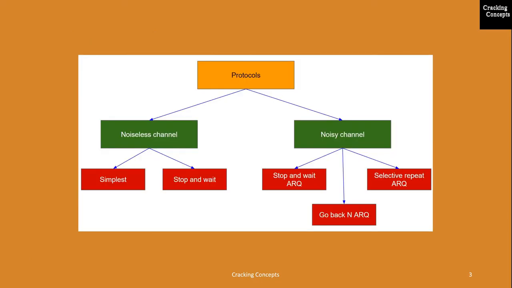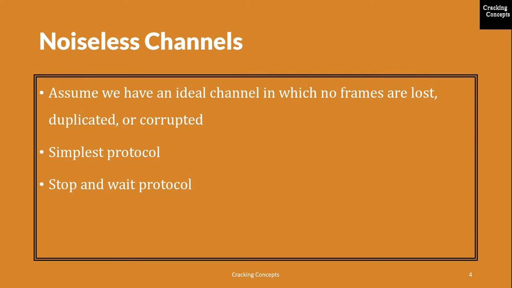Now looking into the protocols available, we have protocols for noiseless channels and noisy channels. For noiseless channels, they are the simplest protocol and stop and wait protocol, whereas for noisy channels, it is stop and wait ARQ, go back N ARQ, and selective repeat ARQ. Now let us look into noiseless channels. Here we make an assumption that this is an ideal channel in which no frames are lost, duplicated or corrupted. And we have two protocols for this, which are the simplest protocol and stop and wait protocol.